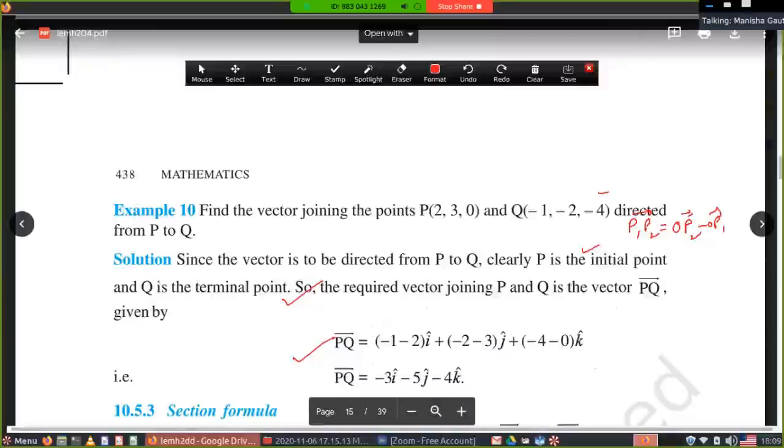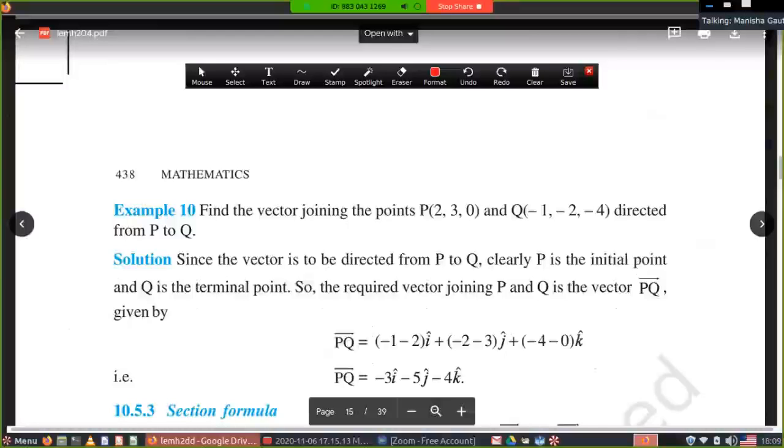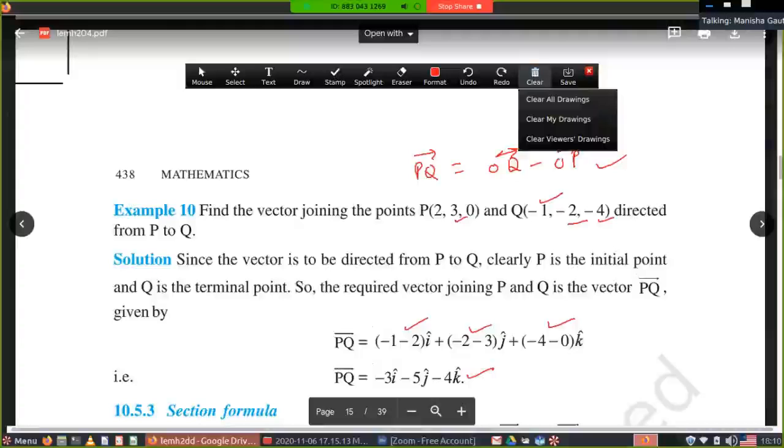Find the vector joining the points P and Q. Here two points are given, and we have studied the formula now. What to do to get the PQ vector? The position vector OQ minus OP will give the vector PQ. What is the position vector? For OQ it is -1, -2, and here it is -2, -3, and -4, -0. You get -3i -5j -4k. This is the PQ vector. This is how to get the vector when two points are given in space.